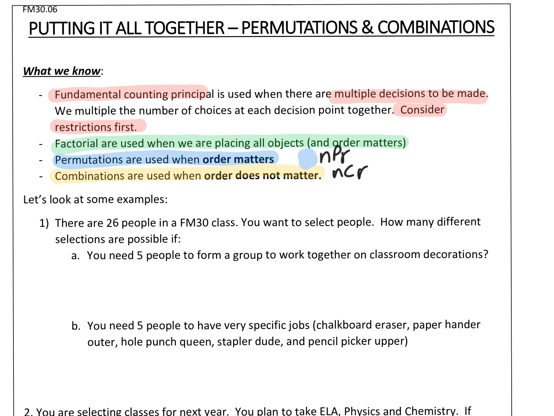Okay, it's important to note that for permutations and the fundamental counting principle, you can use either of those. The fundamental counting principle can be used every time you could use a permutation. So basically, the question you have to always ask yourself is, does order matter? Are there restrictions? And then go from there. Okay, so let's just go through some examples.